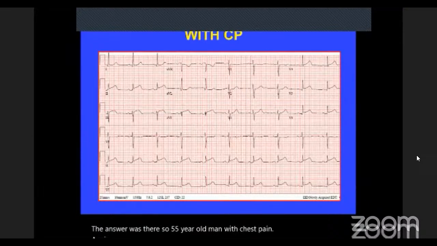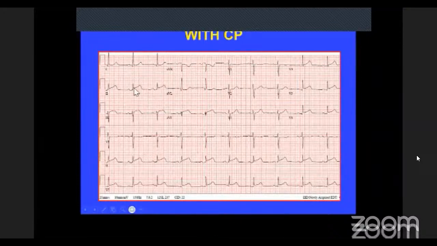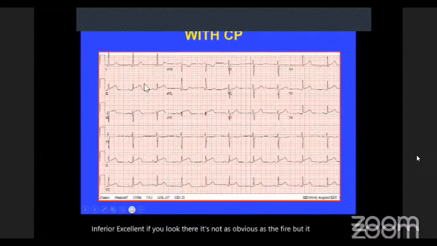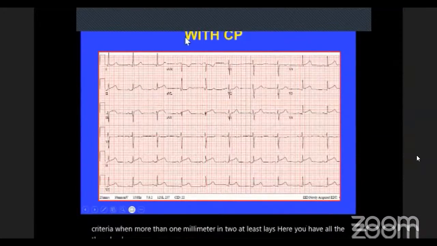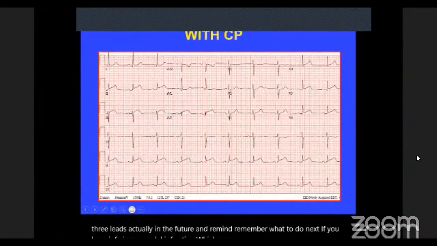Inferior ischemic. Inferior, excellent. If you look there, it's not as obvious as the first, but it meets the criteria. More than 1 millimeter in at least 2 leads. Here you have all 3 leads actually in the inferior. And remember what to do next if you have inferior myocardial infarction. Which area do you need to look for? The right and posterior. Right-sided leads and posterior leads. Excellent.